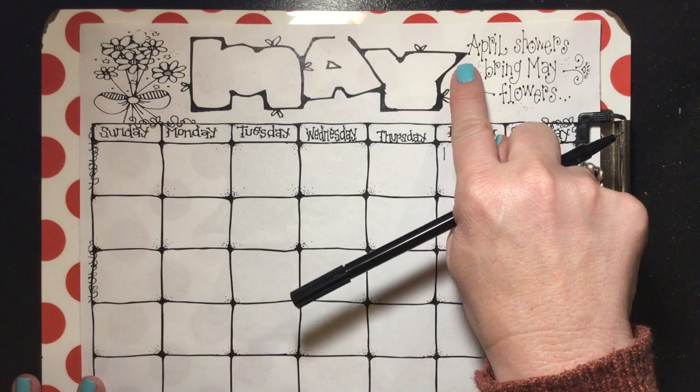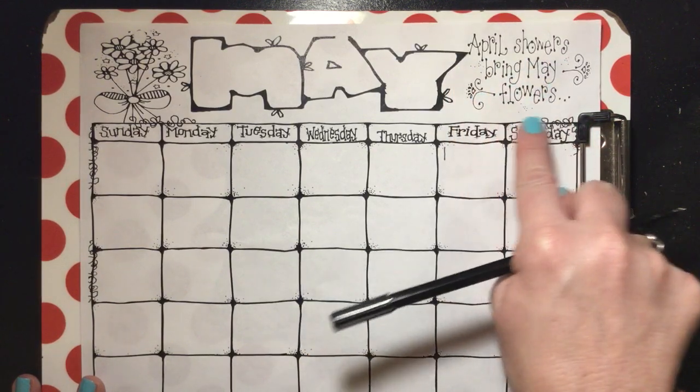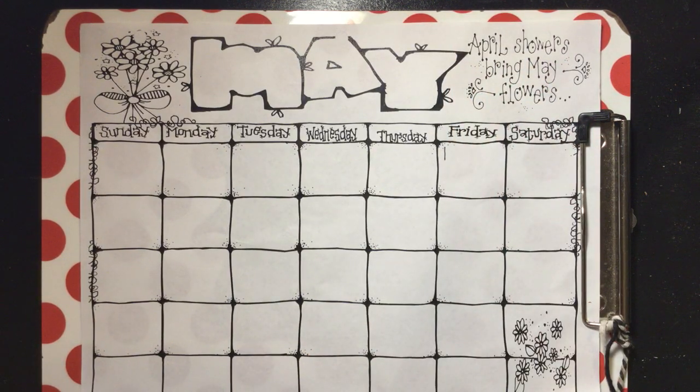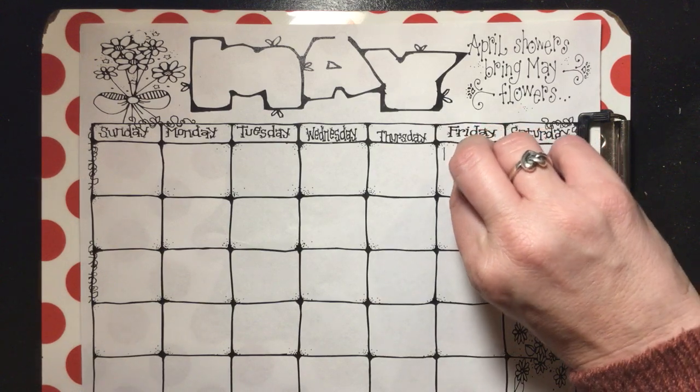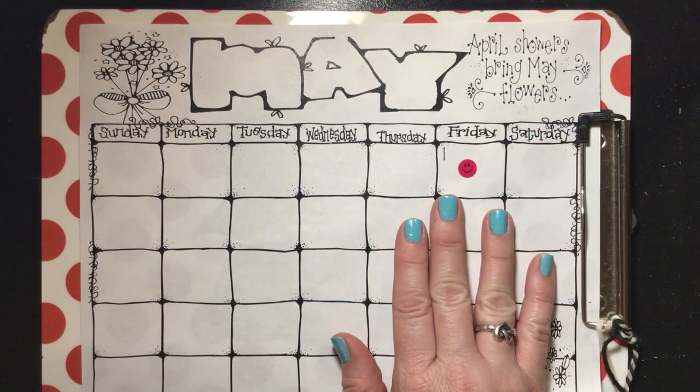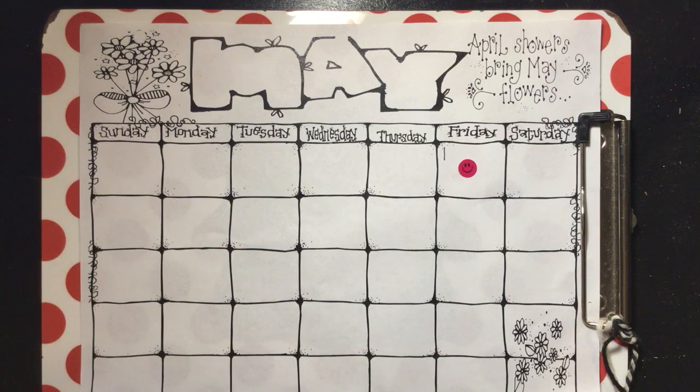I like the poem up here, the saying. It says, April showers bring May flowers. We definitely saw some rain in April, so hopefully we'll see some beautiful flowers. All right, we're going to start a brand new pattern, okay? So I'm going to start it and see if you can figure out what kind of pattern it is when we get done. So today is the first day of May.